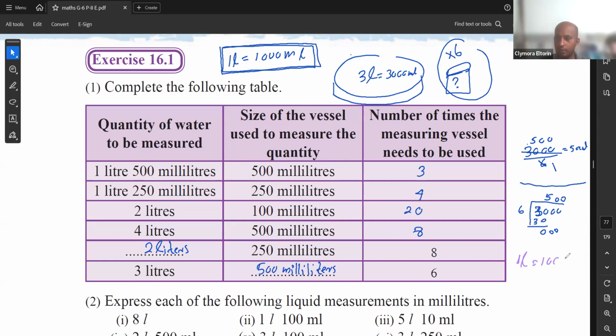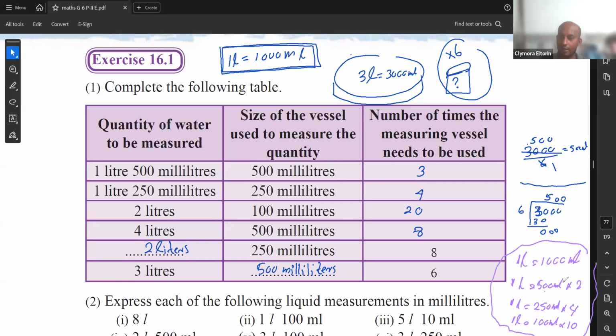1 liter equals 1000 milliliters. So here we can write that 1 liter equals 500 milliliters two times. 1 liter equals 250 milliliters four times. If they ask 1 liter equals 100 milliliters how many times, it is 10. These are the basic things.